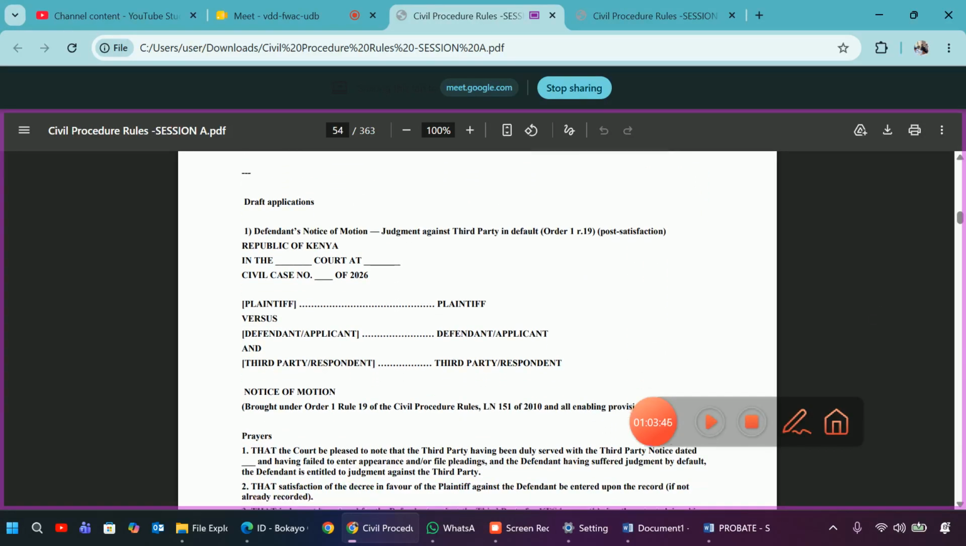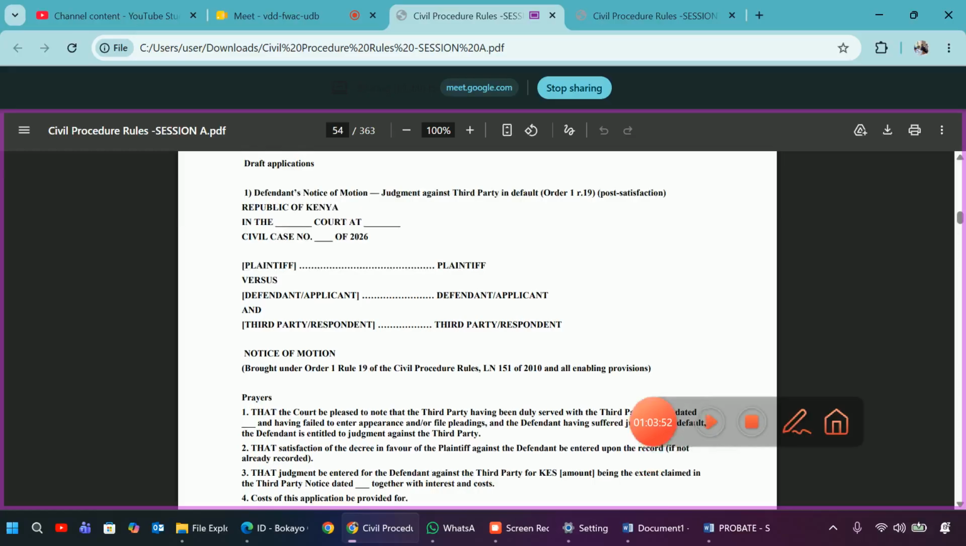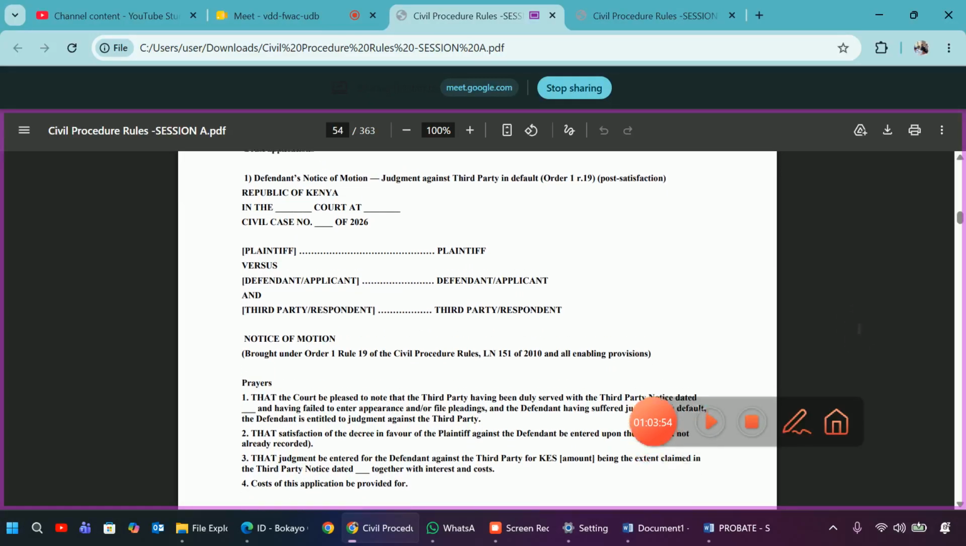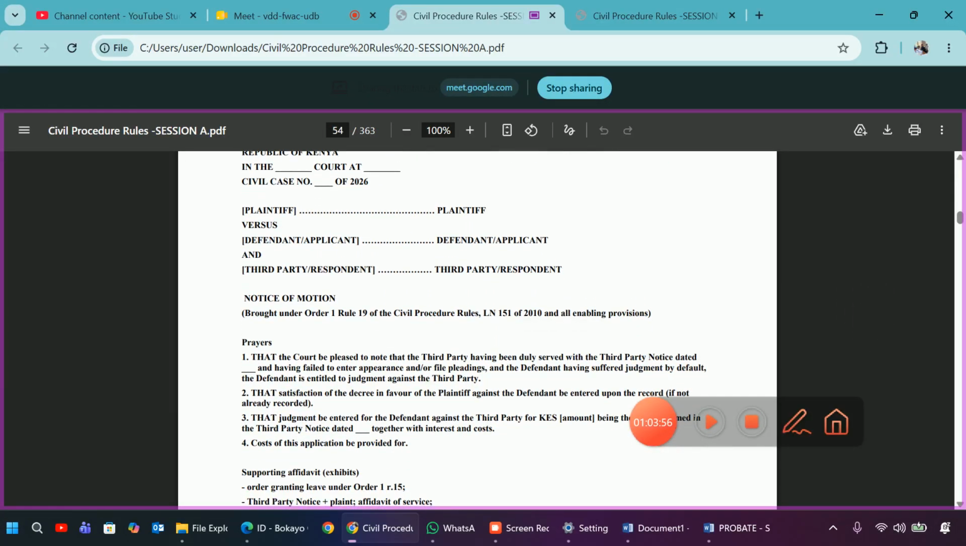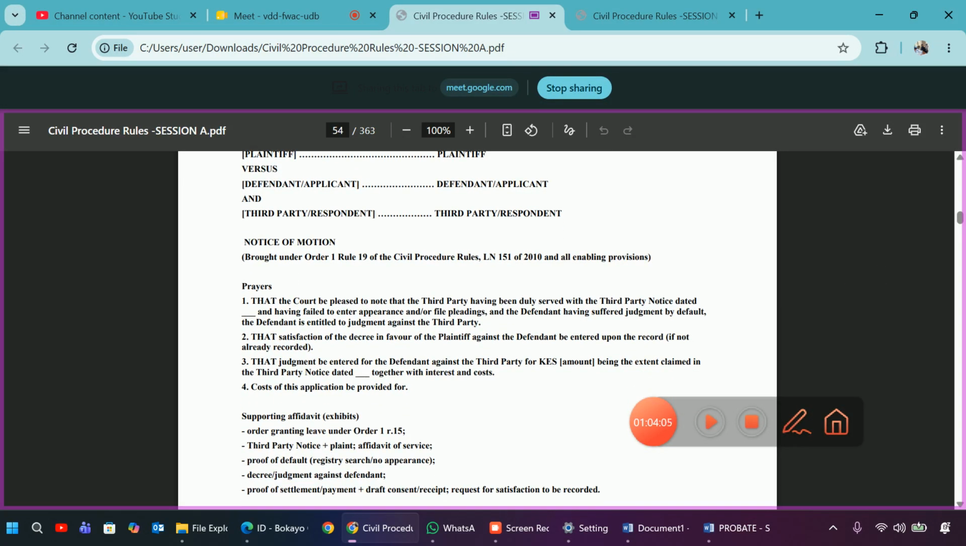So what is the application that you will draft when you are seeking judgment against that party in default? Now you are seeking under Order 1, Rule 19. So this is the application that you will make. You bring a notice of motion under Order 1, Rule 19 of the Civil Procedure Rules, praying that the court be pleased to note that the third party, having been duly served with the third party notice dated this date, and having failed to enter appearance and or file pleadings, and the defendant having suffered judgment by default, the defendant is entitled to judgment against the third party.